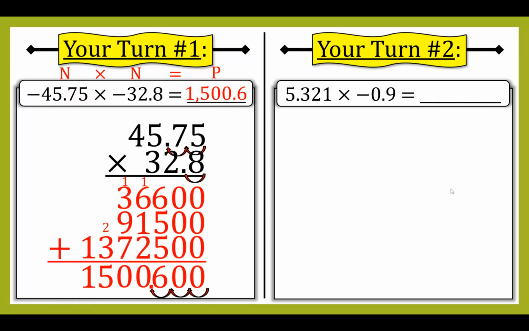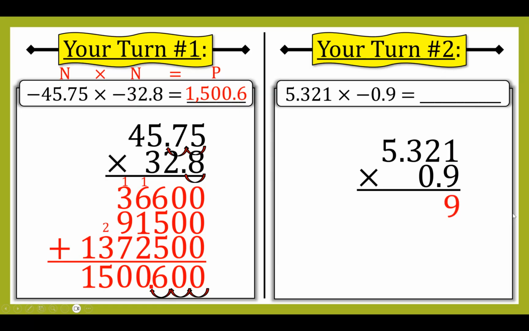All right, let's look at your turn number 2. So go ahead and pause the video. Okay, so I have 5.321 times negative 0.9. I'm going to go ahead and multiply those. 9 times 1, that will give me 9. 9 times 2, that is 18. 9 times 3 is 27, plus 1 is 28. 9 times 5 is 45, plus 2 is 47. I'm going to move on to 0 after I fill in the 0.